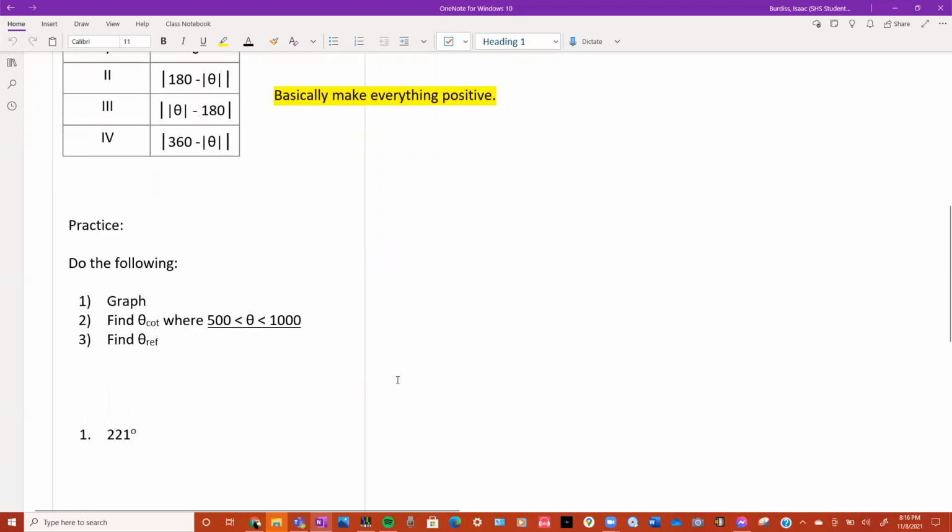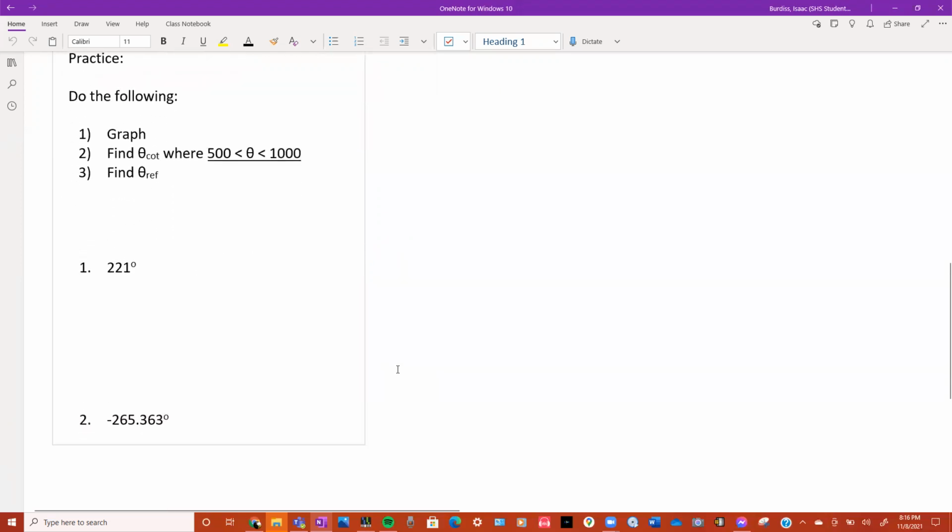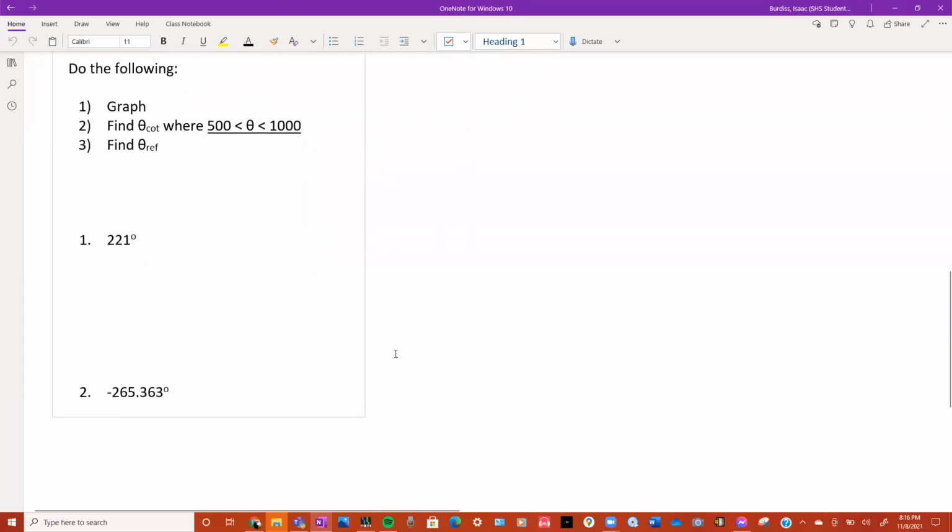So we have two angles, and we're going to first graph it, then find the coterminal, and then the reference angle. But the coterminal angle has to be one between 500 and 1000. Number 1 says 221 degrees, okay? So let's graph it first.